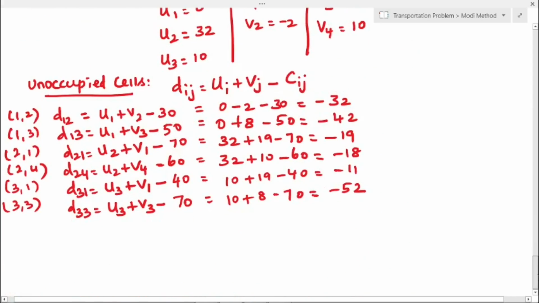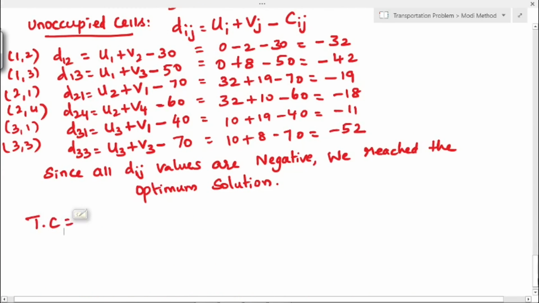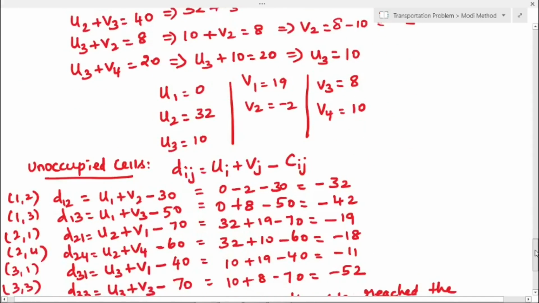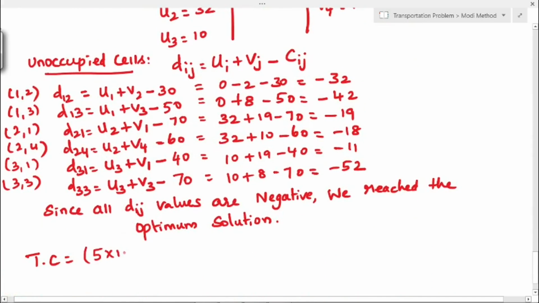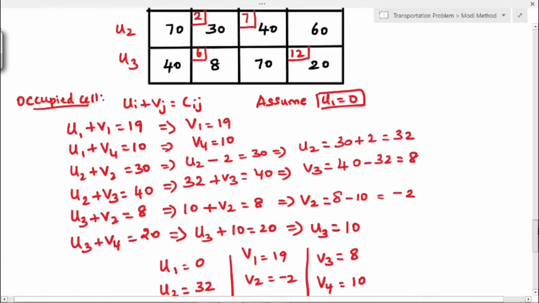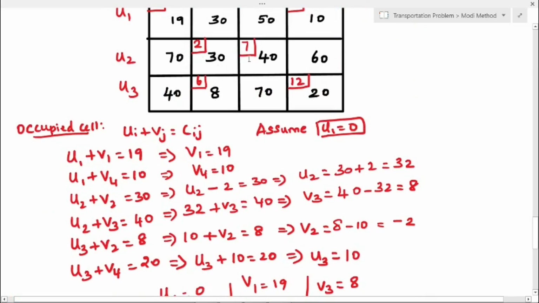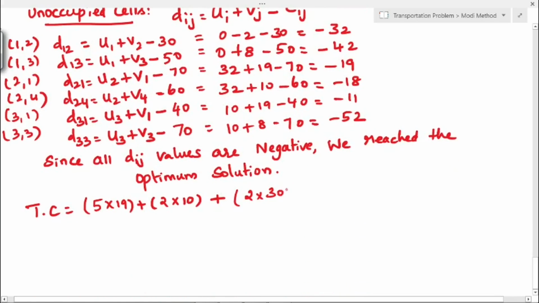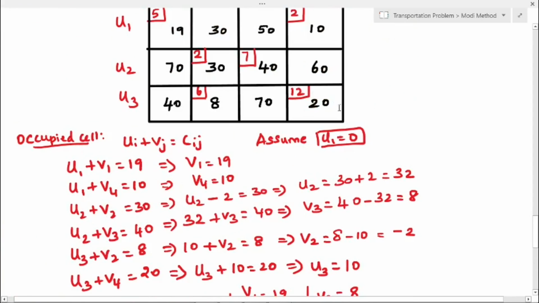So the transportation cost TC equals, from the table, the first allocation is 5 into the cost value 19, plus the second allocation 2 into 10, plus in the second row, the first allocation is 2 and the cost is 30, and 7 into 40, plus in the third row, 6 into 8 and 12 into 20.